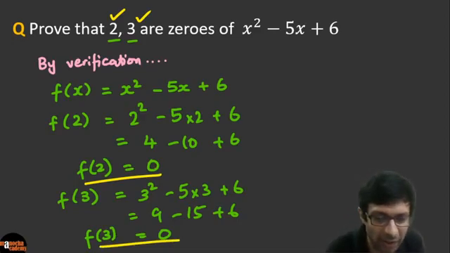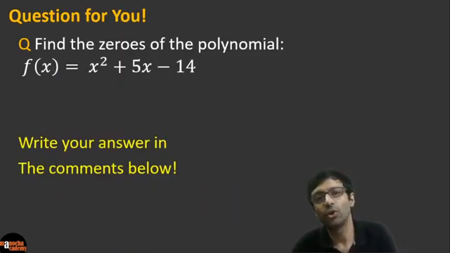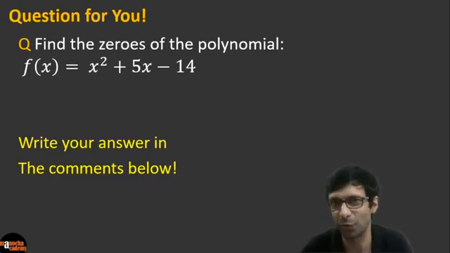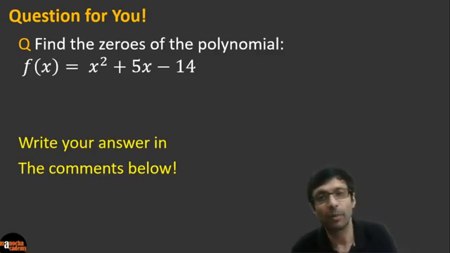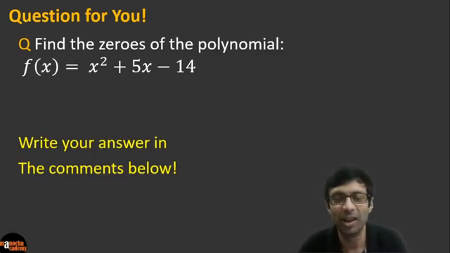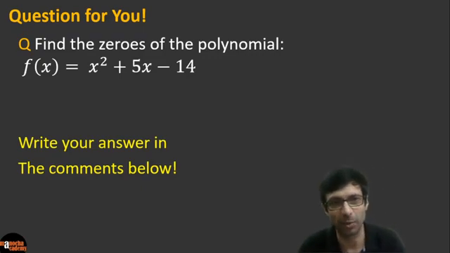All right, excellent. Now I have an interesting question for you. Find the zeros of the polynomial f(x) equal to x squared plus 5x minus 14. This is your homework question. Write the answer in the comments below, and I promise to reply as soon as possible. We won't discuss this question because I want everyone to revise the polynomial chapter and be clear about all the different terms we've learned, including zeros of the polynomial.